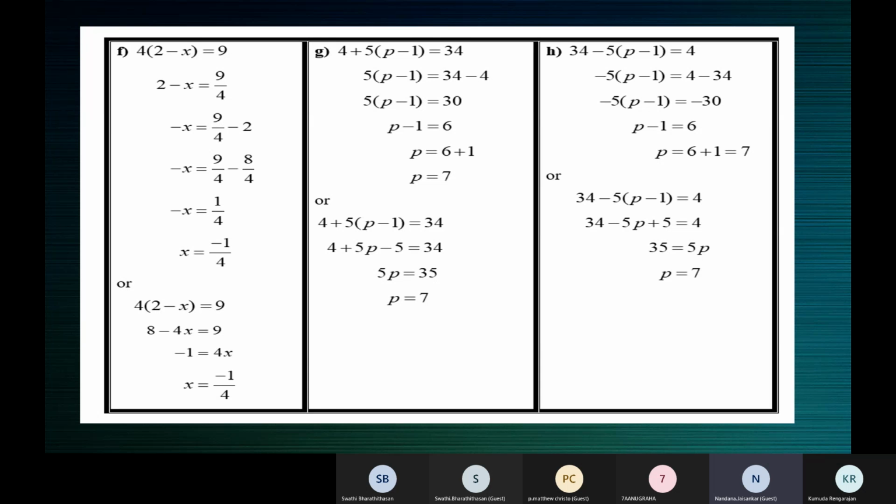We should multiply it in numerator and denominator by 4 for 1. So 2 into 4 we'll get 8, ma'am. So 8 by 4, and we should do 9 minus 8, ma'am. So we get 1 by 4, ma'am, and we should multiply 1 by 4 into minus 1, ma'am. So we'll get minus 1 by 4, ma'am. X is equal to minus 1 by 4.